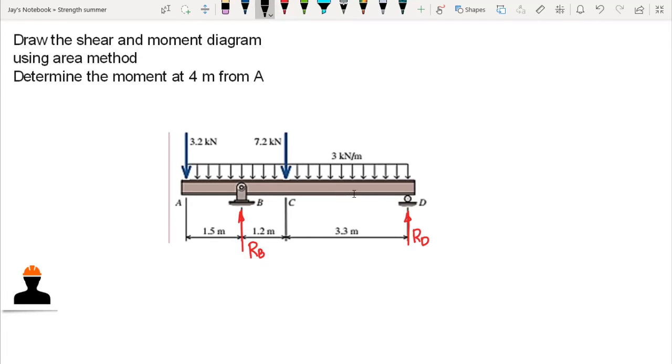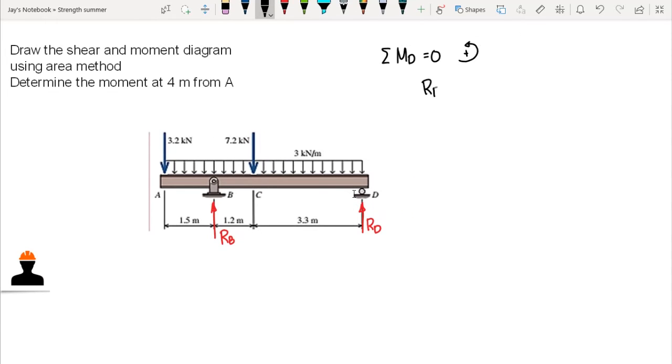So we compute for the reactions B and D by, let's say, summation of moment at D is equal to 0, and we have the moment that is counterclockwise as positive. So we have here RB, that's negative since it is clockwise, times the moment arm, we have 1.2 plus 3.3, that is 4.5, that's the distance from D. Then we have plus 3.2, the concentrated load at A, times the moment arm from D, that is 6, plus the concentrated load 7.2, times the moment arm, that is 3.3.